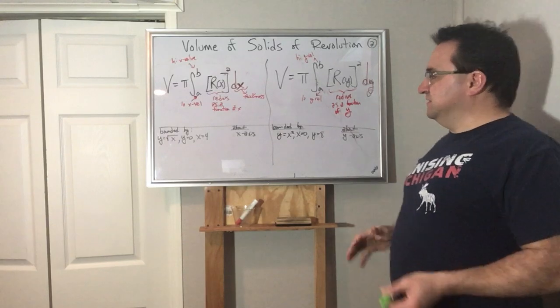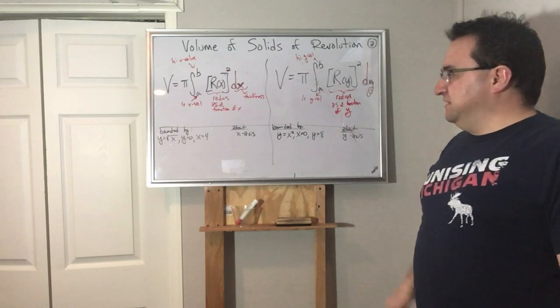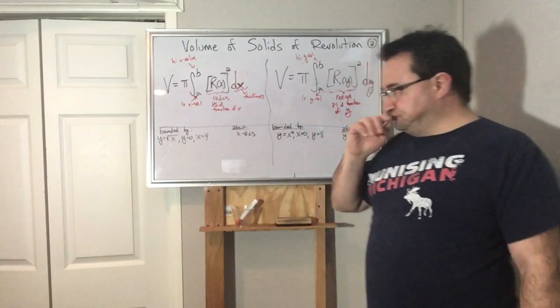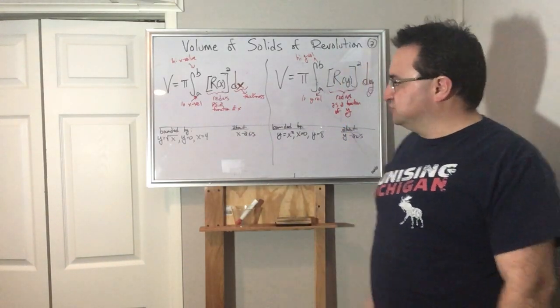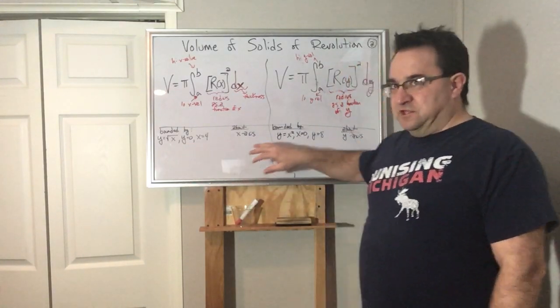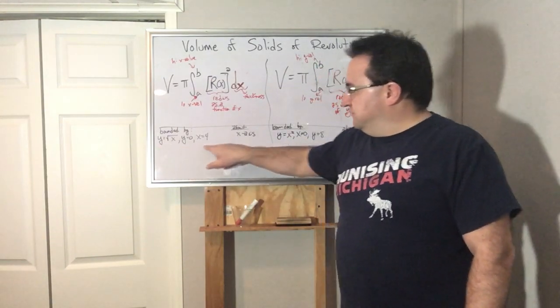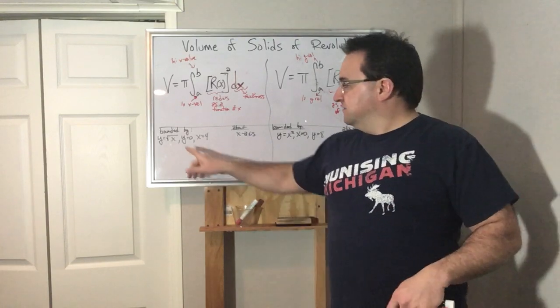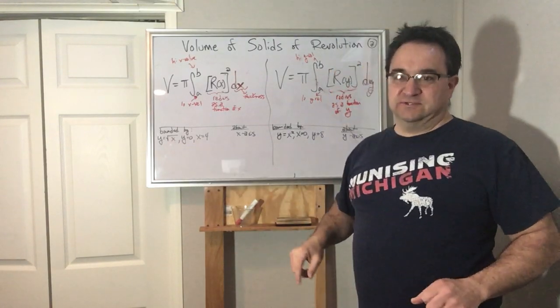Let's do an example. Sometimes you'll be given a picture, but you have to draw the picture usually. I think I said usually twice. So this has "bounded by". We need to draw a region that has these boundaries. So let's do that.